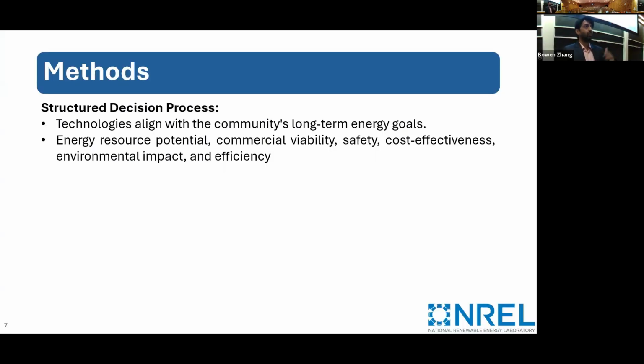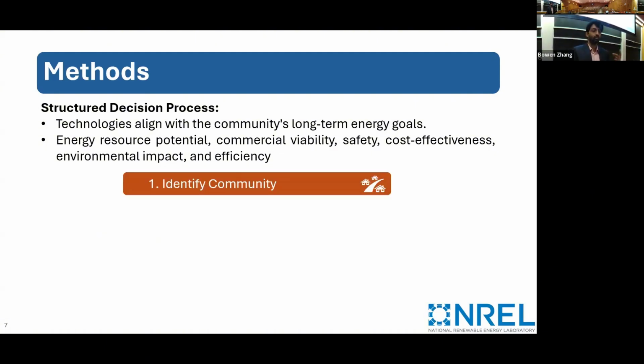So how this framework works and which method we have adopted: we consider the average sum model, the weighted sum model and the weighted product model to develop our own MCDM decision-based framework, which aligns with the community's long-term goal. It also includes the energy resource potential, commercial viability, safety, cost effectiveness, environmental impact, and efficiency.